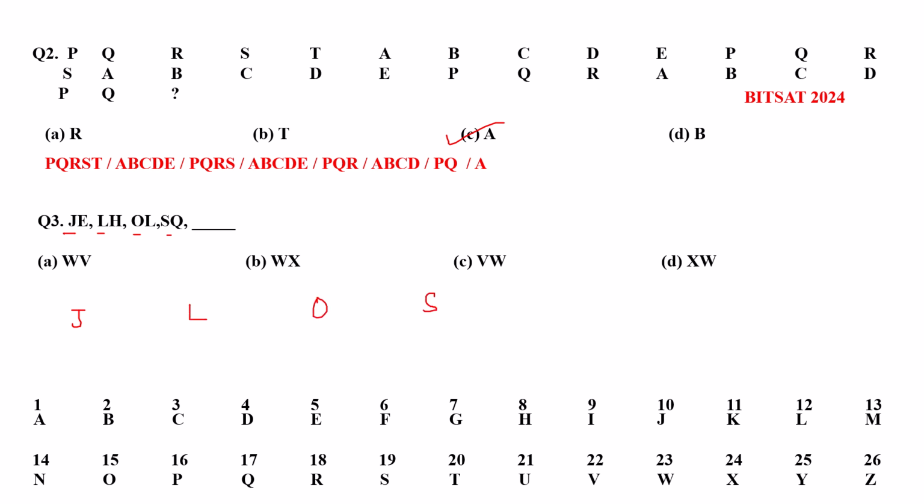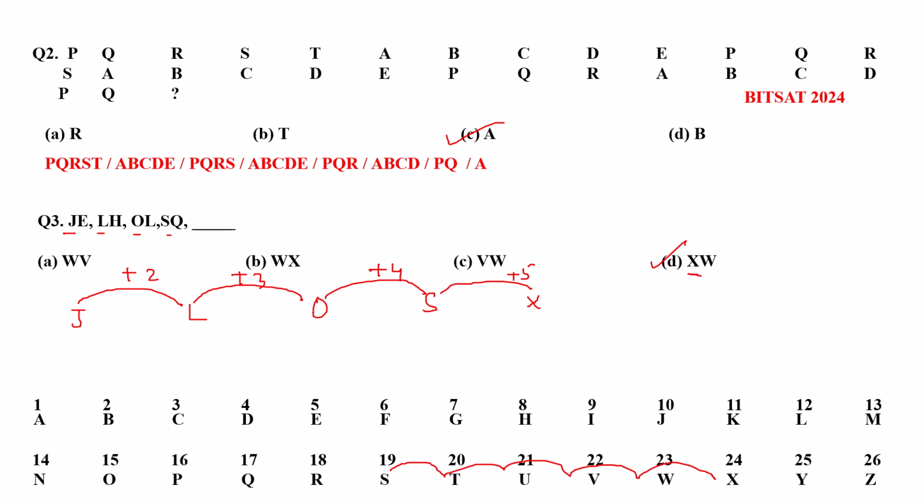JLOS. Now J to L you have to move 2 steps forward, isn't it? From L to O, 3 steps forward. From O to S, 4 steps forward. So after S you have to move 5 steps forward. So 5 steps forward you move 1, 2, 3, 4, 5. You will reach X. So first X you can see it is in the D place.